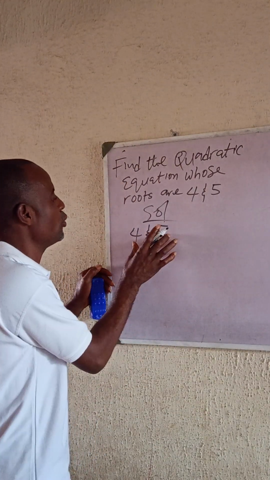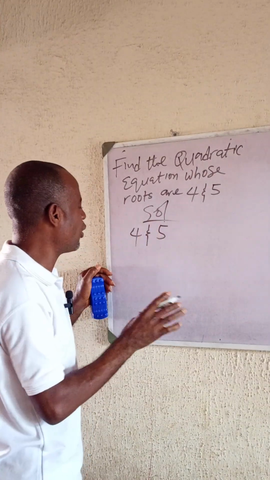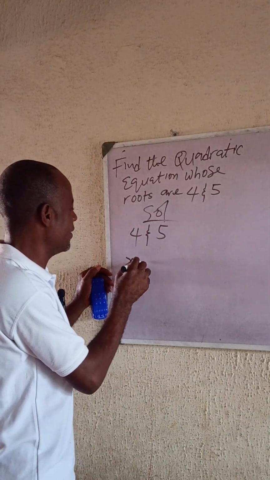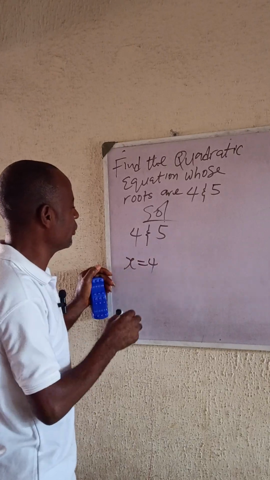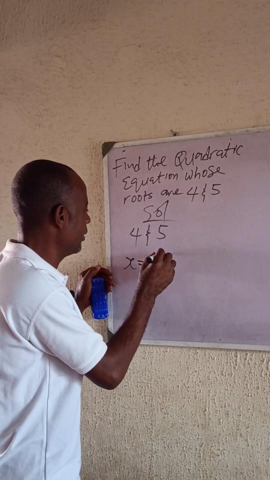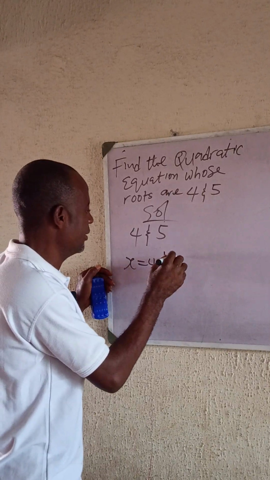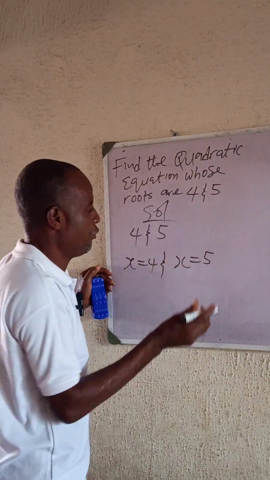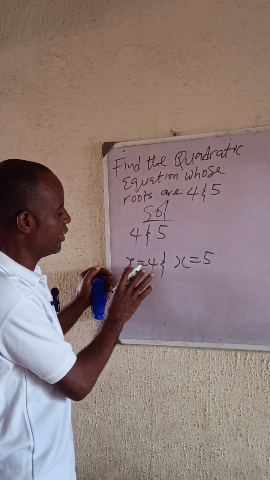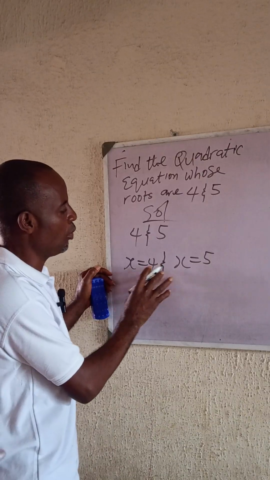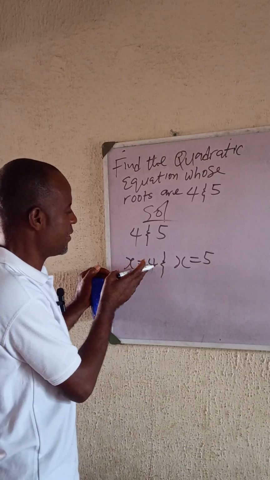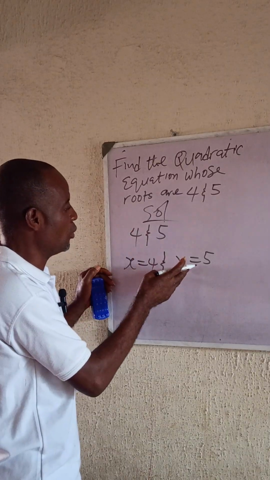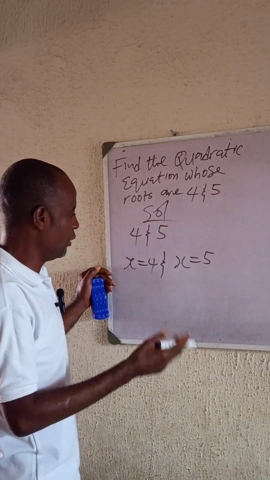So the first step is for you to write it down like this. The second step is for you to say x is equal to 4 and x is equal to 5. You understand? These are the two possible values of x. x is equal to 4 as we were given, and x is equal to 5 as we were given.